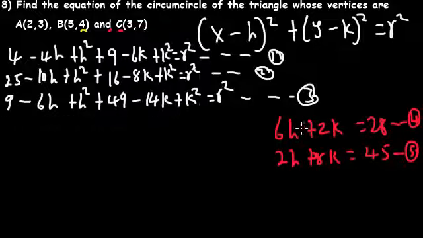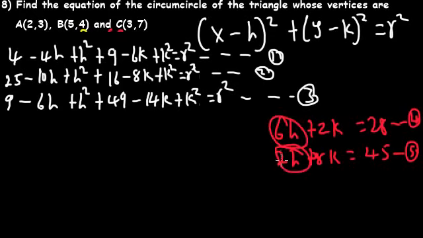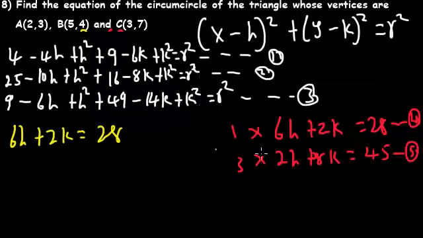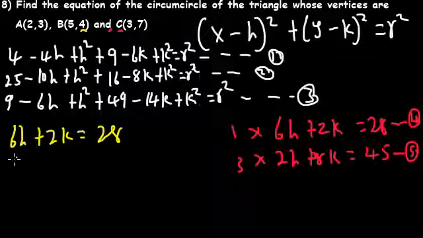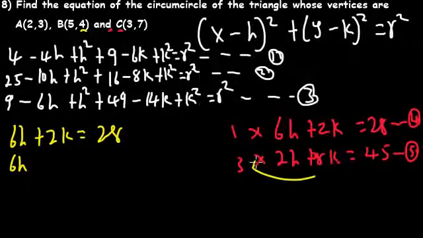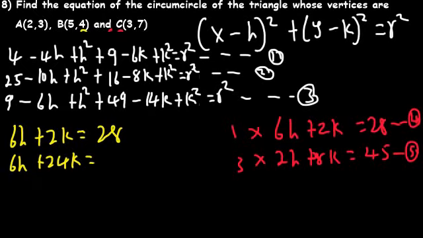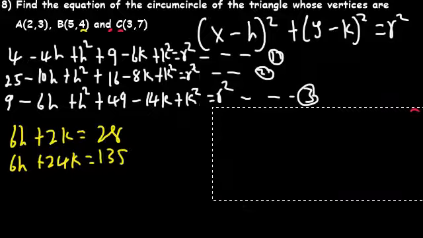So I would like to use elimination. I would like to get rid of h. Then this has to be 6. So equation 4 multiplied by 1, and equation 5 multiplied by 3. This will provide 6h plus 2k equals 28. I'll multiply this one. We have 3 times 2h, which is 6h. 3 times 8k gives us 24k, equals 3 times 45, that gives us 135. Very good. Now we can subtract the equations.